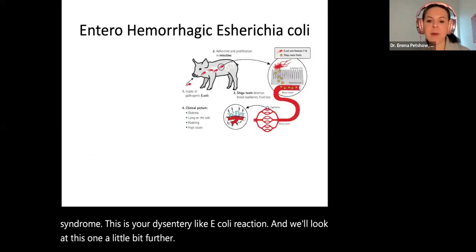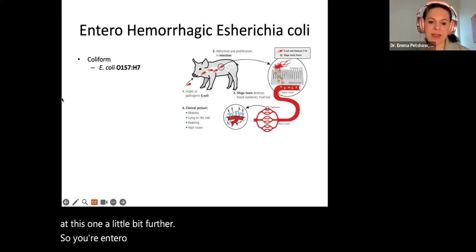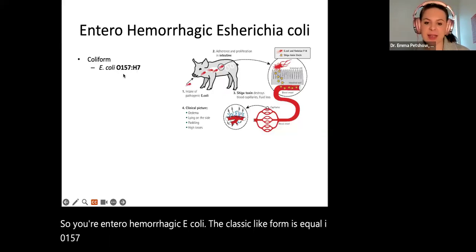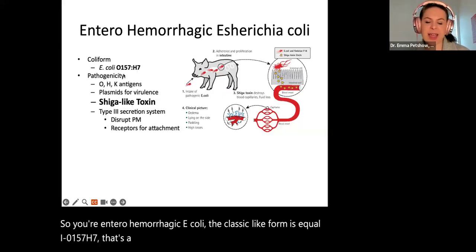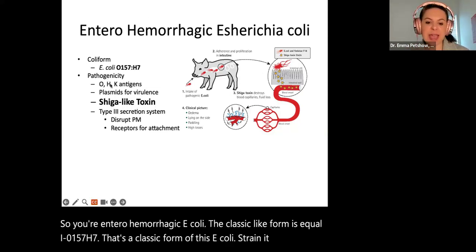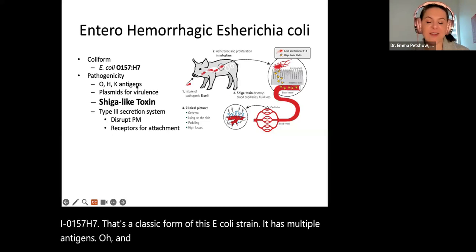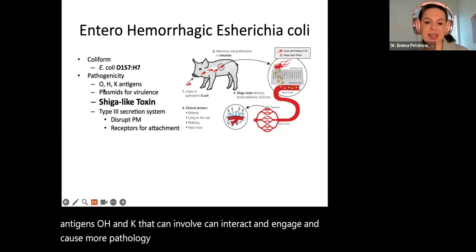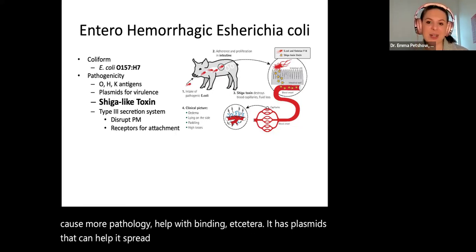So your enterohemorrhagic E. coli, the classic form is E. coli O157:H7. That's the classic form of this E. coli strain. It has multiple antigens, O, H, and K, that can interact and engage and cause more pathology, help with binding, etc. It has plasmids that can help it spread, help it become more virulent, and increase the inflammatory response.